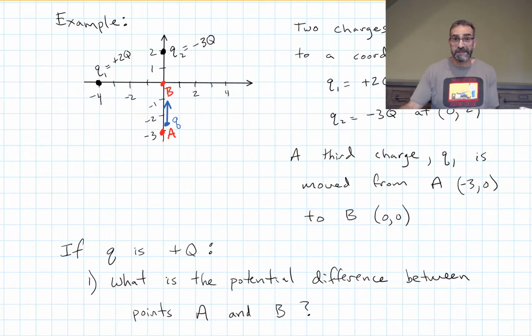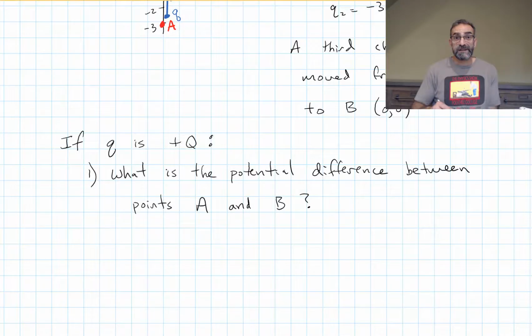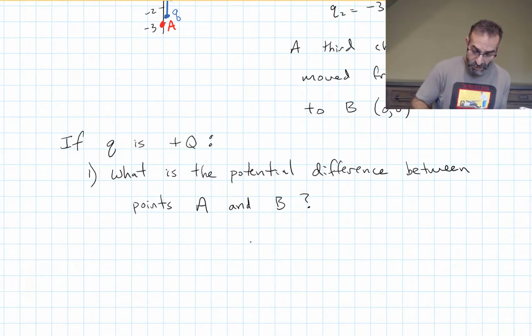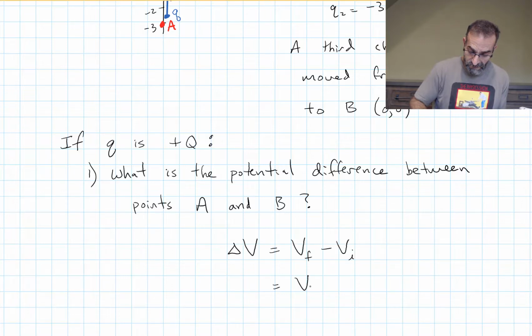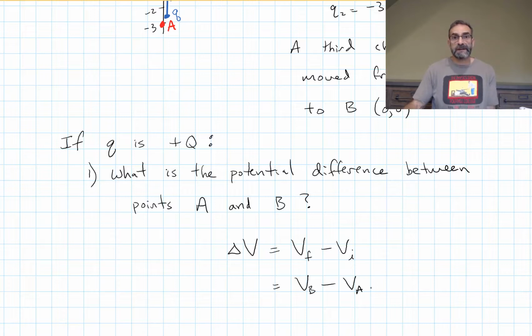The first question, what's the potential difference between points A and B? For you to get the most out of this, you should pause the video each time and try it yourself. Then come back and watch me do the solution. For the potential difference between points A and B, potential difference is always final minus initial.